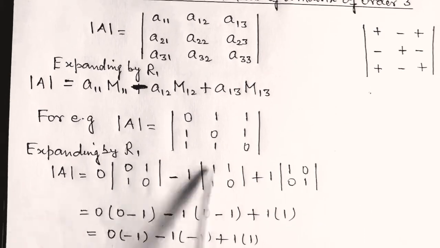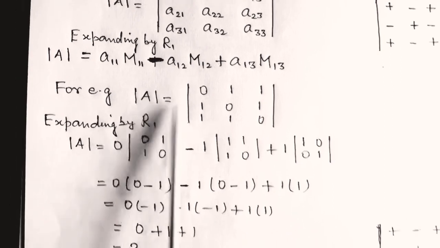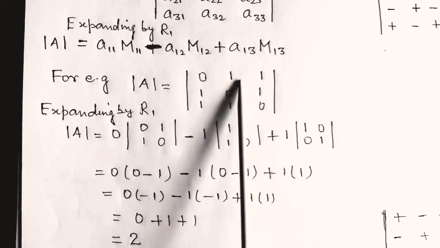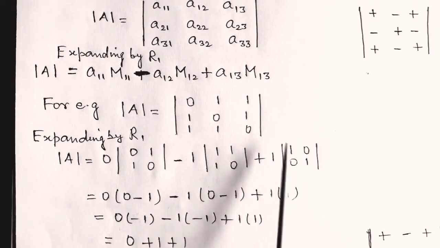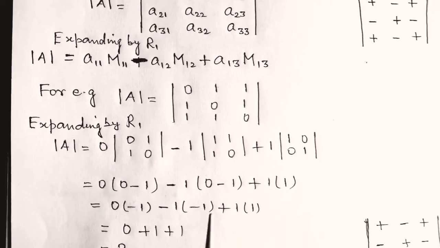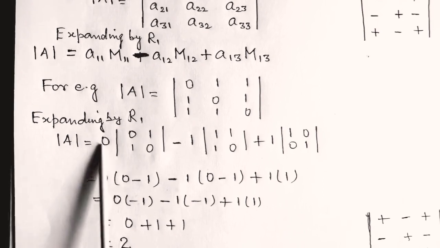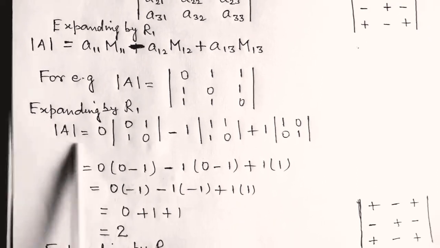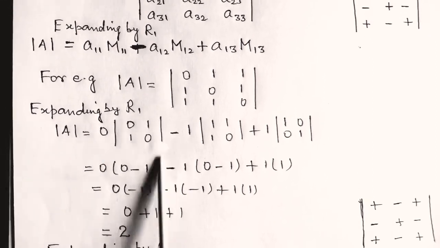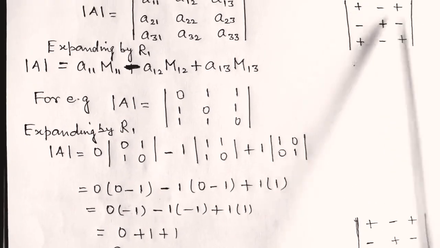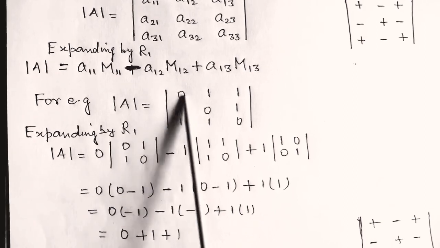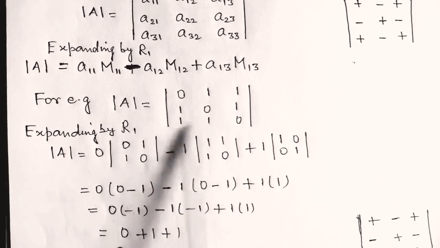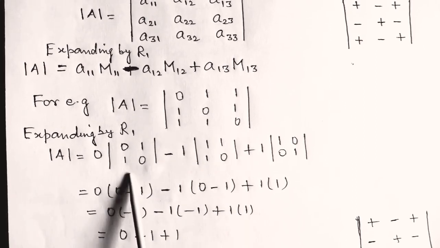I've given an example. The determinant has elements 0, 1, 1, 1, 0, 1, 1, 1, 0. As I told you earlier, we can expand it by either rows or columns. First I am expanding by R1. For the first element we have a plus sign. The element here is 0 into its minor. Leave the row and column, so 0 multiplied by the determinant having 0, 1, 1, 0.